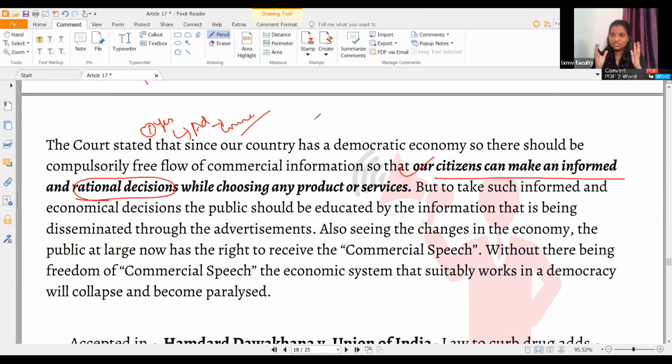Now there is a hinge. If the businessman is a foreigner, will his advertisement be protected under Article 19(1)(a)? He will not be protected. So being a citizen is very important, apart from being a businessman here. So that you have to know.